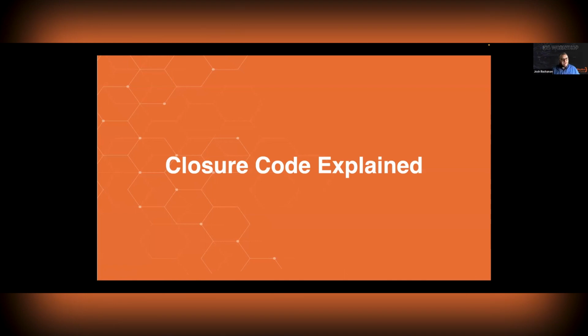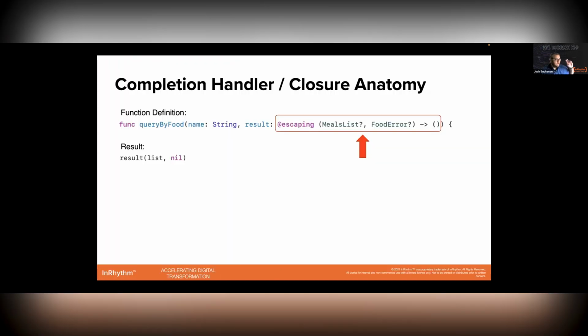Okay, so I want to just take a couple minutes. We're going to do some side by side. I'm just going to briefly go through closure versus Combine versus async await. Okay, so you can see telltale signs that this is a closure with a completion handler, right? You can see you've got your escaping value, or in this case, tuple. And at the end of it, we return our result with whatever that result's going to be.